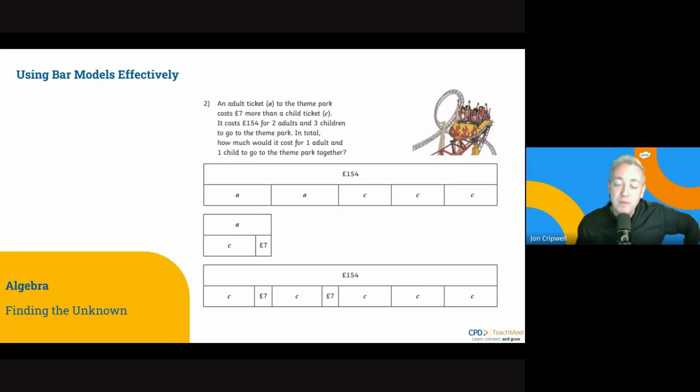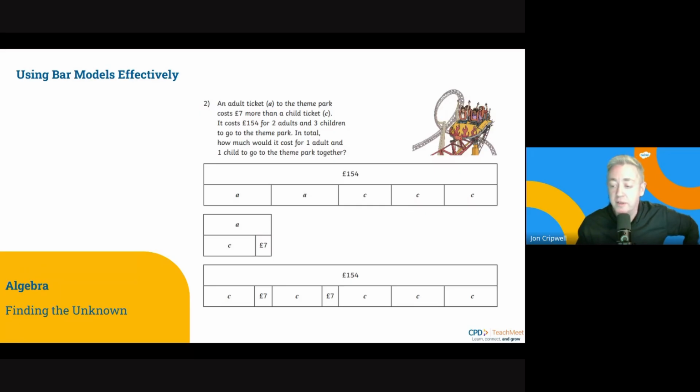What we can see, though, is the equivalent of 5 child tickets plus 2 lots of £7. So 5 child tickets plus £14. Hopefully what we can see then is if we take off the £14 from our £154, what we're left with is the price of 5 child tickets. So that's some quite complex mathematical understanding, but we've broken it down into simple steps to try and find our way through it.